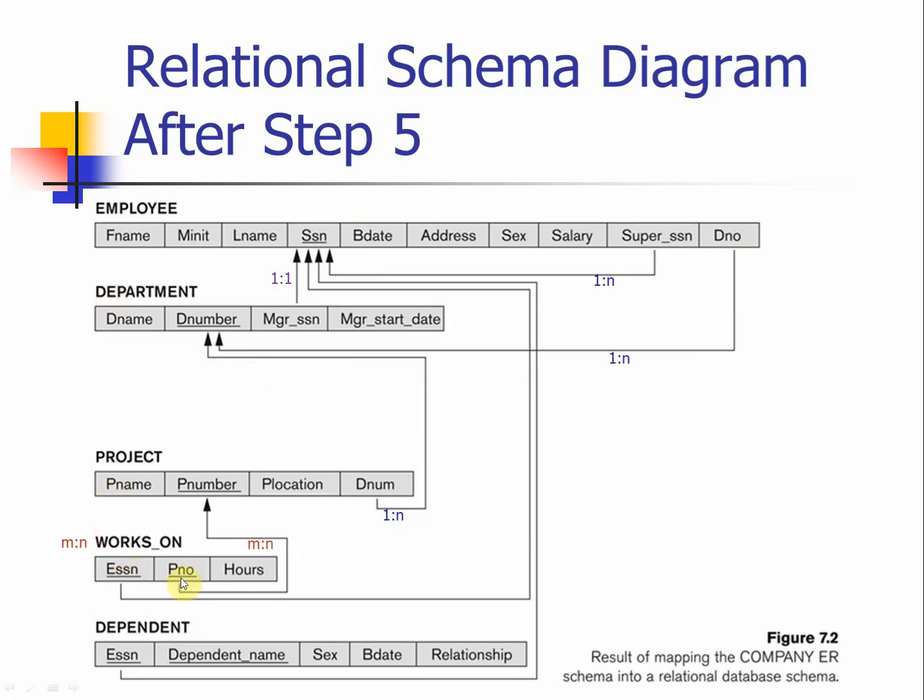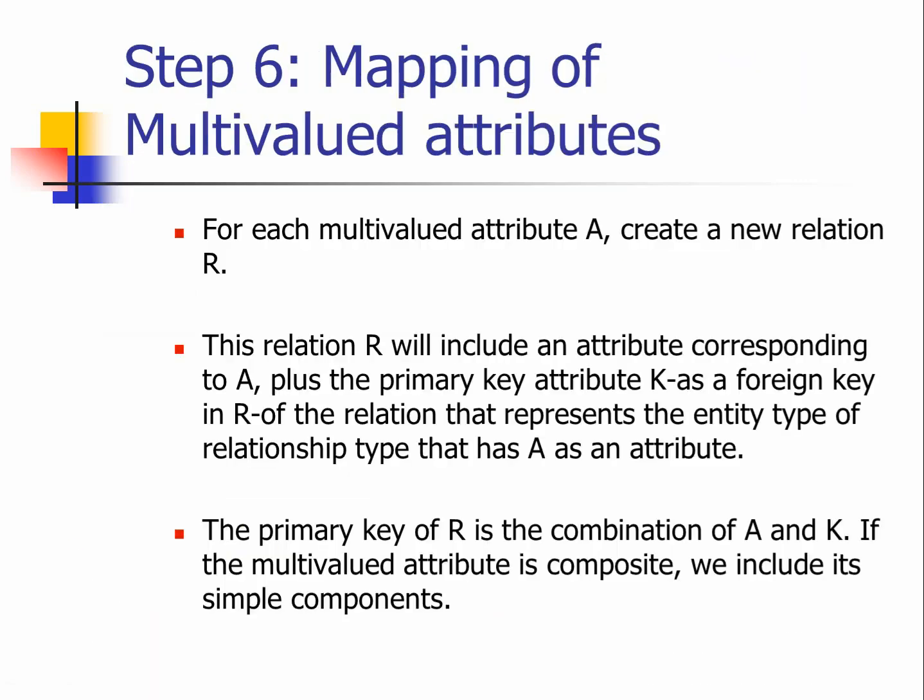Using the primary key of the P number goes to the project, using the ESSN goes to the employee, and that is what we have seen for the conversions. We are almost there. We have converted everything, but one thing left that goes to our step number 6, which is the multi-value attribute. Let's take a look at that.